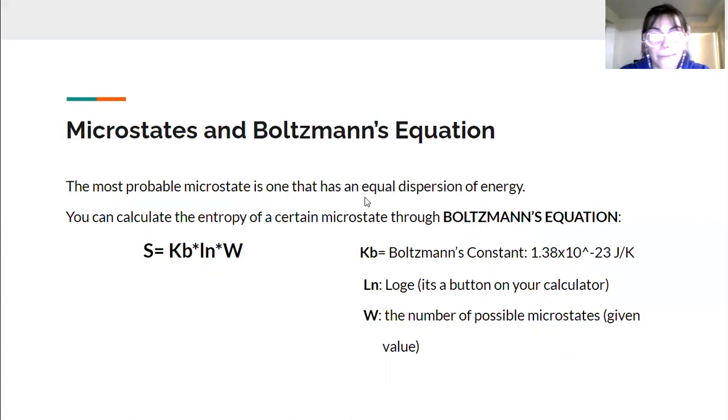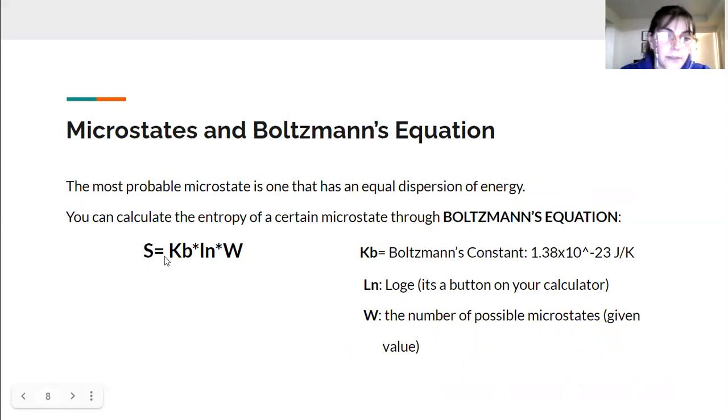You can calculate the entropy of a certain microstate through Boltzmann's equation. Boltzmann's equation is here on the left. We see that S, or entropy, equals Kb, which is Boltzmann's constant here. Boltzmann's constant equals 1.38 times 10 to the negative 23rd joules per Kelvin. And Boltzmann's constant represents the probability of being in a certain microstate.